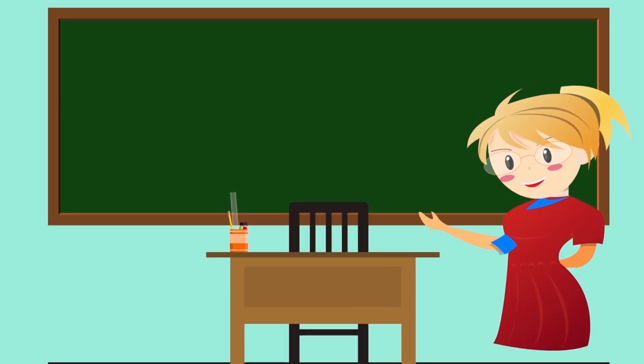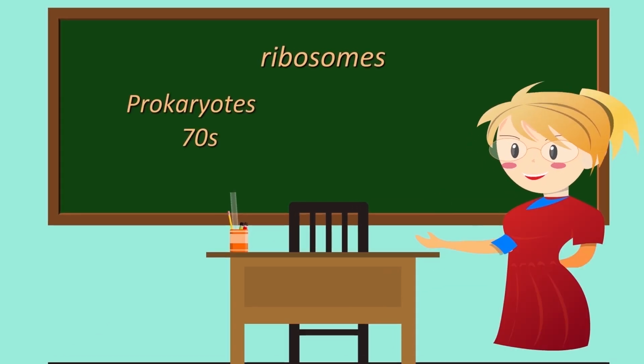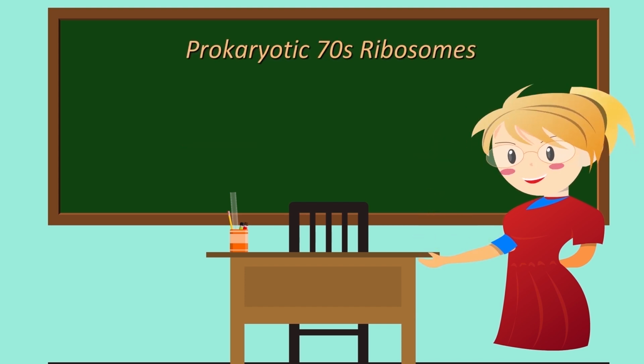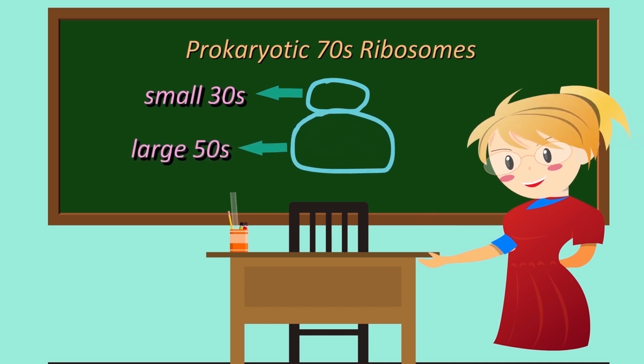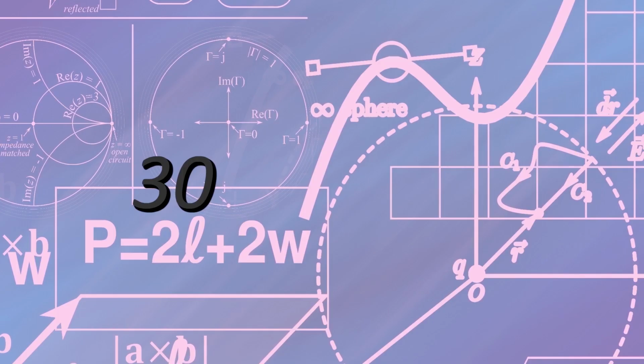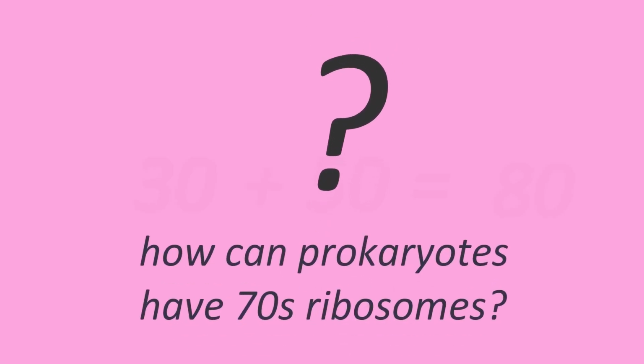Next important structure is ribosomes. We might have learned in school that prokaryotes have 70S ribosomes and eukaryotes have 80S ribosomes. The 70S ribosome is made of a small 30S subunit and a large 50S subunit. Wait, mathematically 30 plus 50 equals 80. Then how come prokaryotes have 70S ribosomes? Okay, let's unravel this.